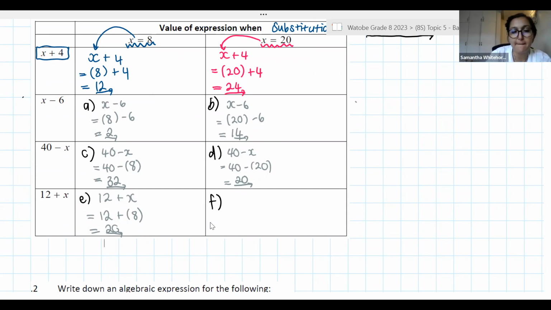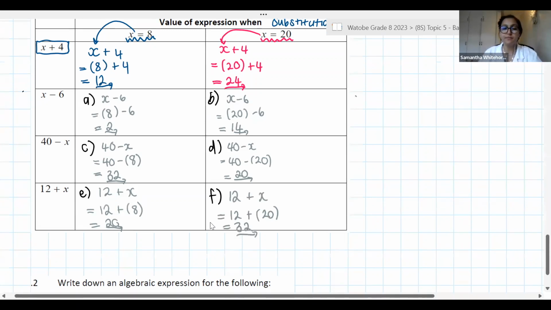F, I said 12 plus 20, which is 32, ma'am. Perfect. So here our value for x was 20. So 12 plus 20, which gives us 32. Excellent. Well done. Thank you, ma'am.